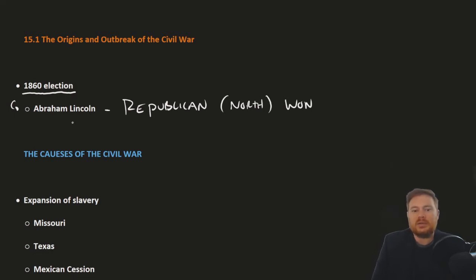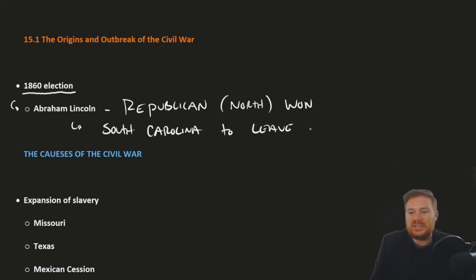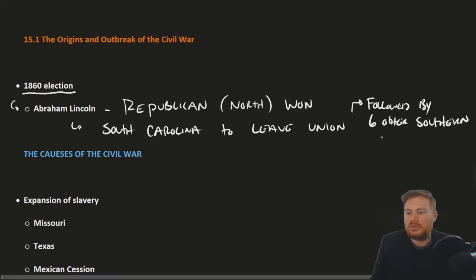This prompted South Carolina, this became kind of the last straw, to leave the Union or to secede. South Carolina was the first. It voted unanimously to leave the Union, but was soon followed by 6 other southern states. So in total, if my memory serves me correctly, there were 7 states to originally leave the Union.